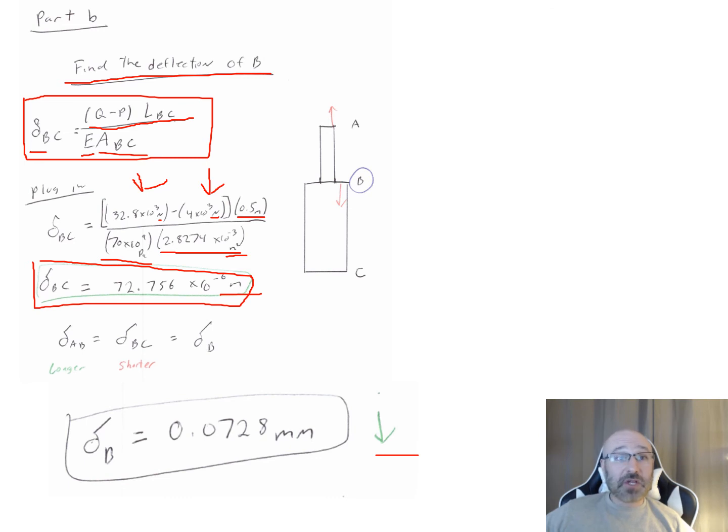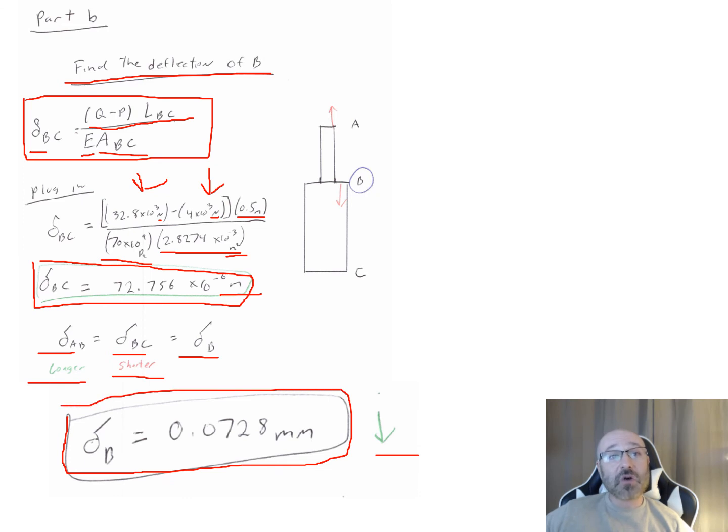So if DAB is equal to DBC, which we said it was, then we know that this is moving to elongate and this is moving in compression. So our deflection at B is going to be equal to that distance. As we've just shown, our deflection at B is going to be equal to 0.072 if we convert back to millimeters, like in the beginning, rather than meters. And the direction it's moving is down, into compression.